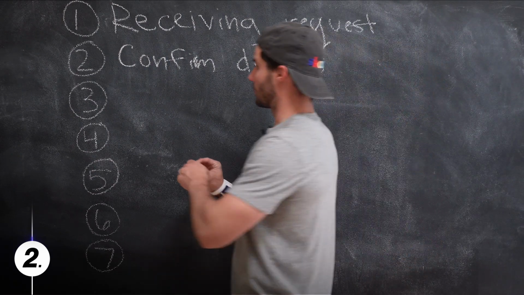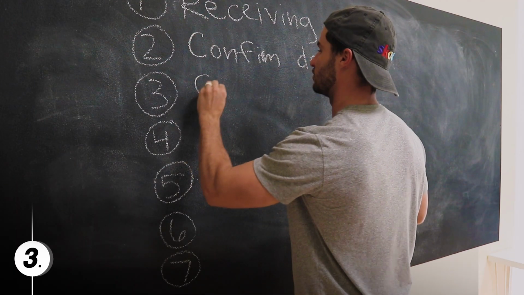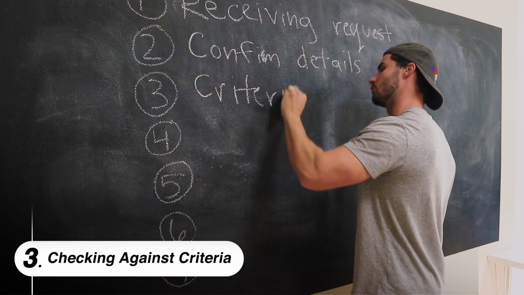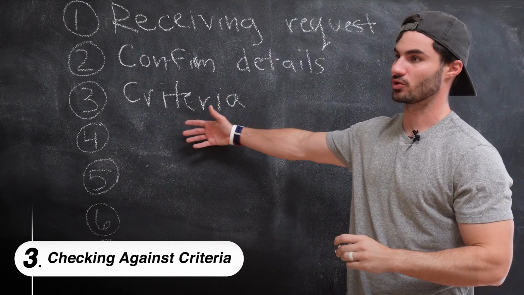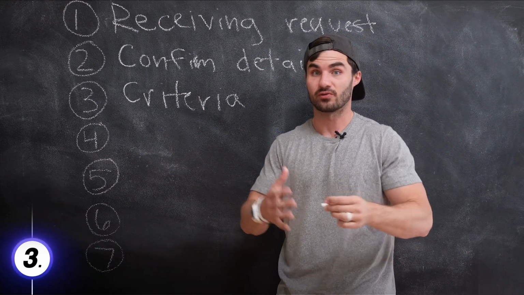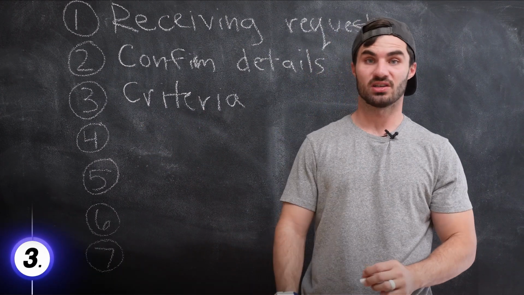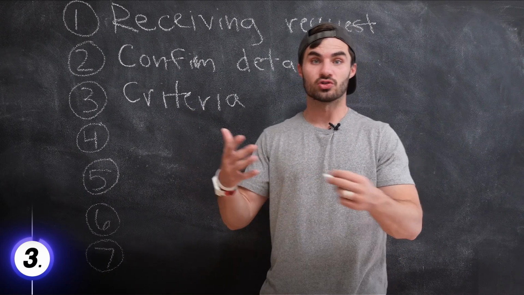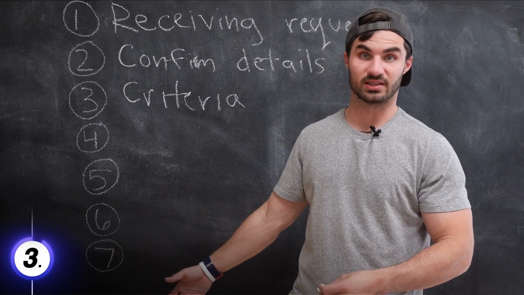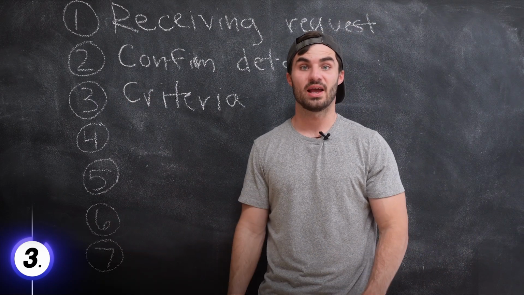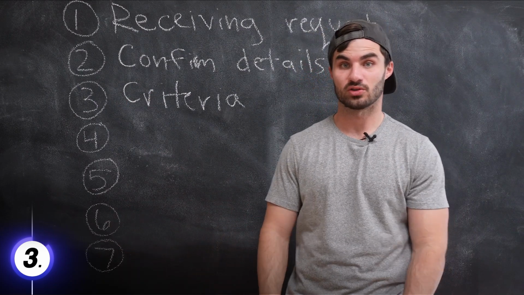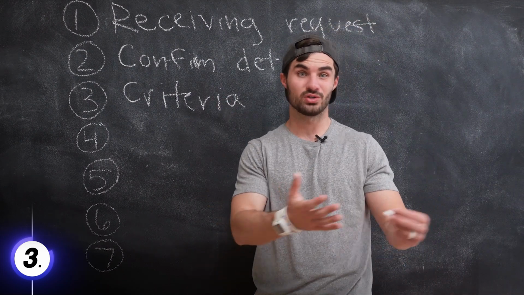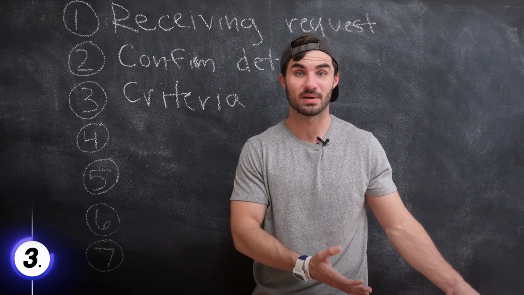Now, number 3 is checking against your criteria. You don't know whether or not it's going to match your criteria until you've actually confirmed the details. But once you've confirmed the details, then you have to ask the question, are you and/or your partners willing to lend on a deal like this? And part of vetting a deal is determining, hey, do I want to lend $100,000 for earnest money? Do I want to do a $1 million double close? Or you can flip it. Do I want to do a $500 earnest money? Is it worth my time, right?